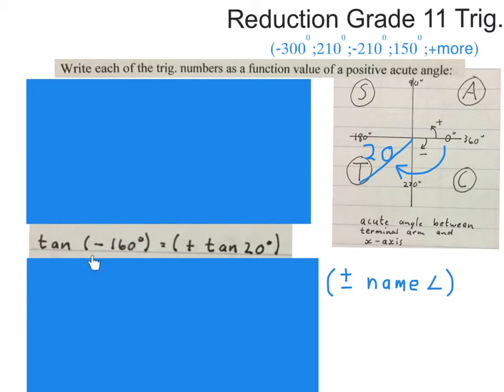The next one is tan minus 160. I already wrote the answer for you. Tan minus 160 still starts at naught. Minus 160 is into this quadrant. Terminal ray.